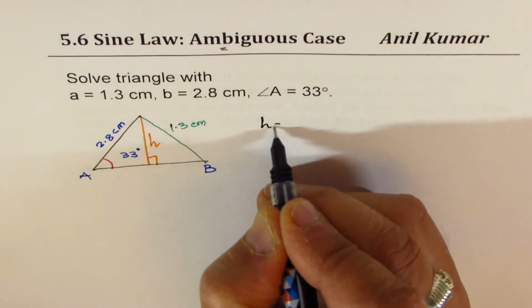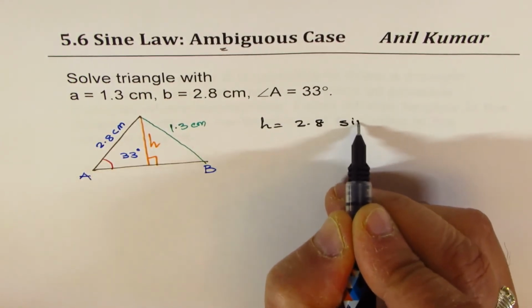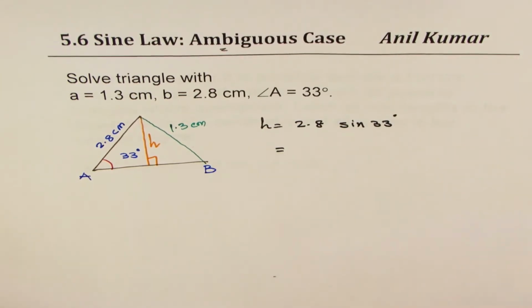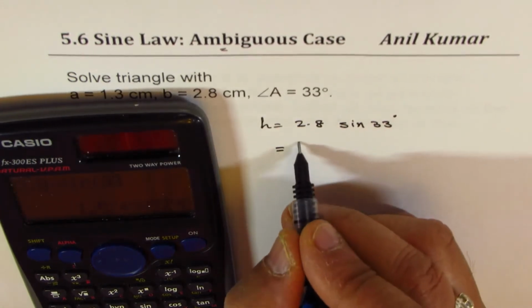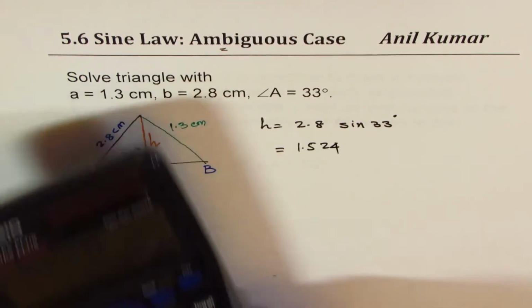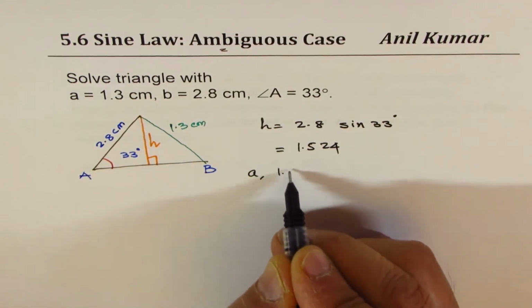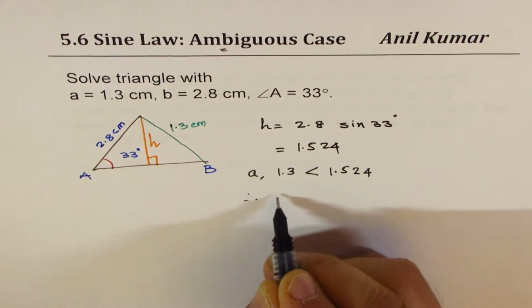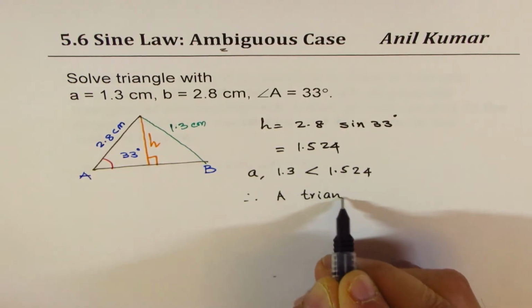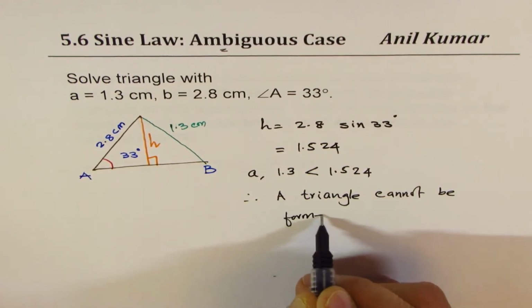So height h in this condition will be equal to 2.8 sine of 33 degrees, correct? And that is equal to how much? Let's use the calculator. 2.8 times sine of 33 degrees is equal to 1.524. Now, since we know that side a, which is 1.3, is actually less than 1.524, therefore a triangle cannot be formed, right? So we cannot have a triangle.